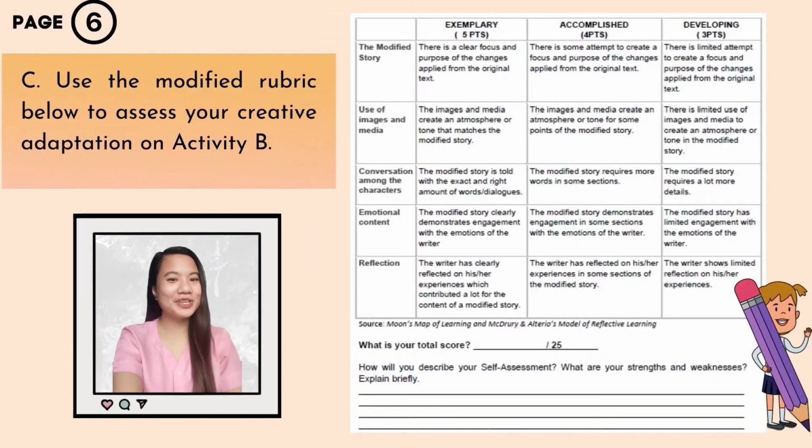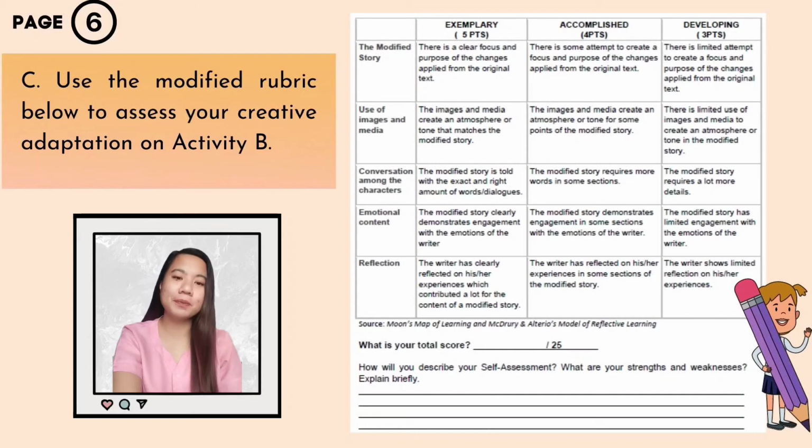And now for the final activity. Use the modified rubric below to assess your creative adaptation on activity B. And here is the rubric. For the modified story, you can get 5 points or equivalent to exemplary if there is a clear focus and purpose of the changes applied from the original texts.